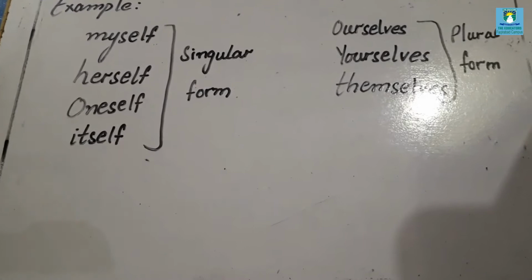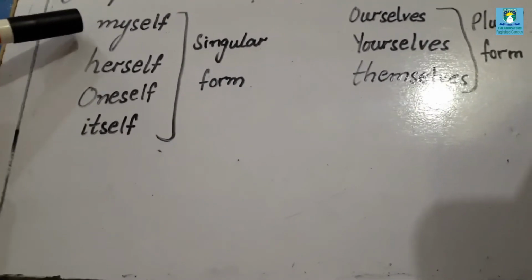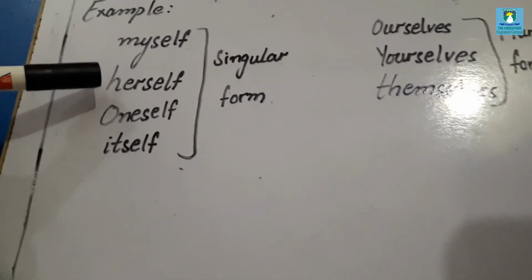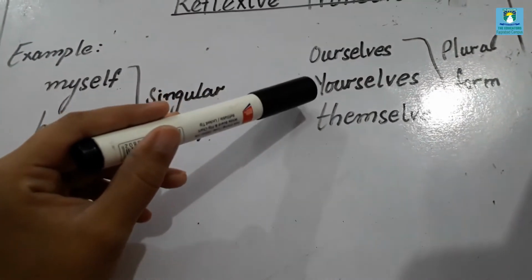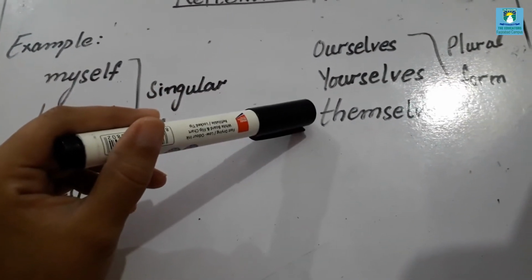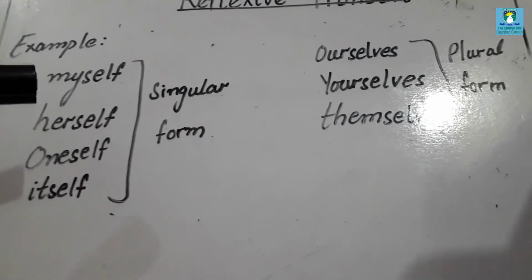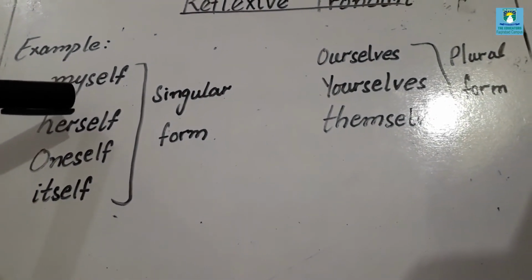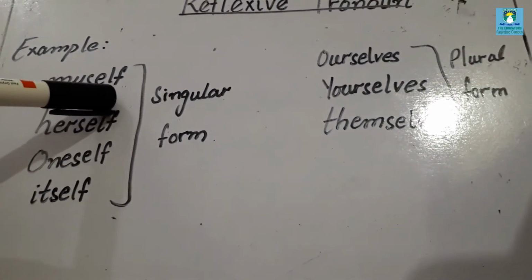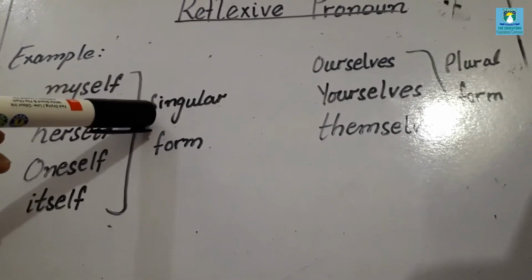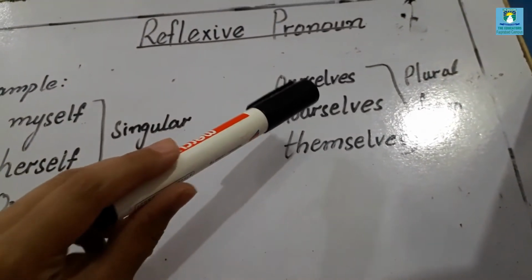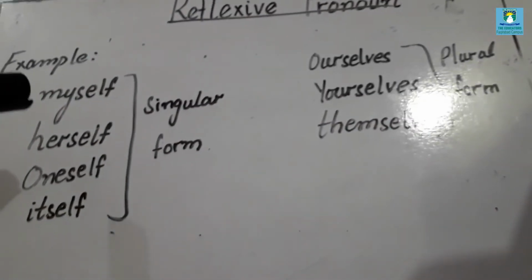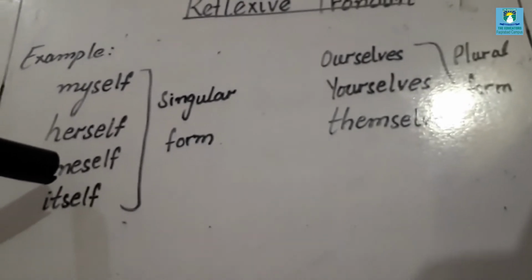Some of the reflexive pronouns are myself, herself, oneself, itself, ourselves, yourselves, themselves, etc. Here you can see that the words which are ending with self, these are singular form, okay, and those ending with selves, they are plural form. So these are some of the reflexive pronouns.